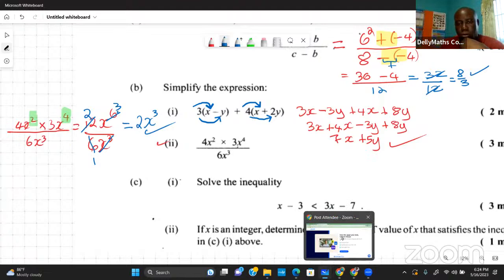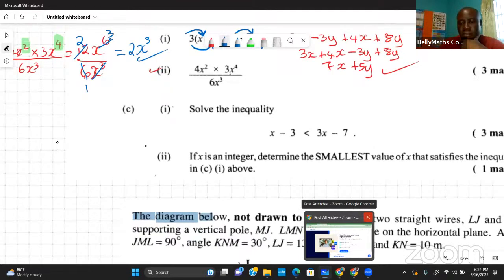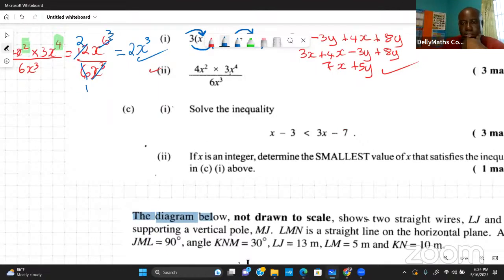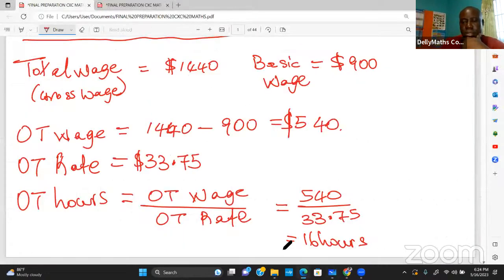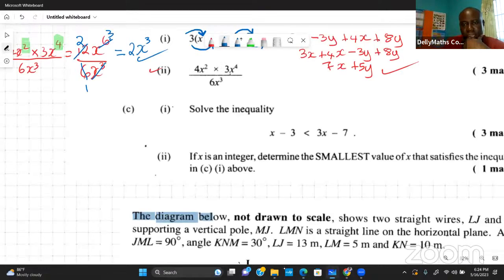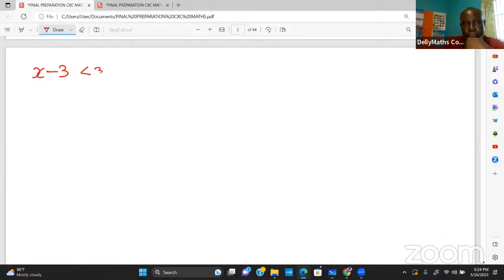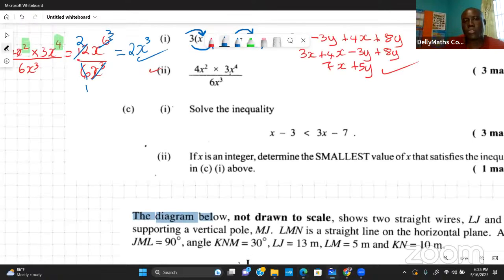All right, so we have an inequality there that we want to solve. Solve this inequality right here. All right, so let me write it. X minus 3. Let me go up some more, give myself some space. So the inequality says we have an x minus 3, and we have less than 3x minus 7. All right, just double checking. X minus 3 less than 3x minus 7. Good. All right, so the idea is that we're supposed to solve that.